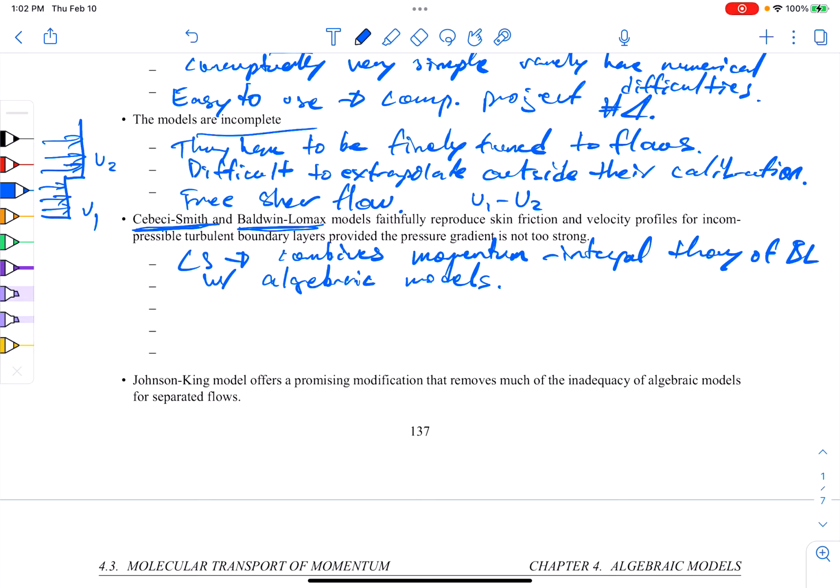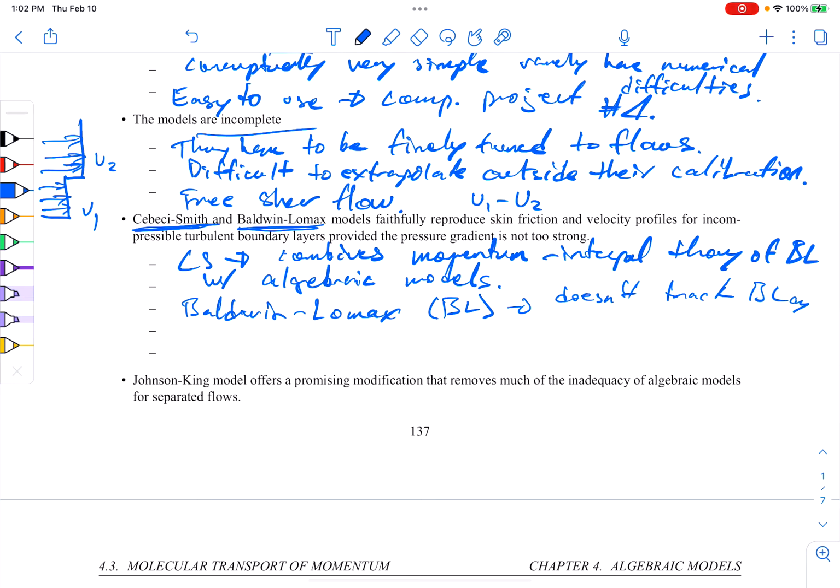And the Baldwin and Lomax model doesn't really track any of these boundary layer statistics. So it got away from that, so I'll just call it the Baldwin-Lomax, or BL, not boundary layer, but Baldwin-Lomax. It doesn't track boundary layer statistics, and that was a huge advantage. But at the end of the day, they produce similar results for a lot of flows. And they really focused a lot on the subsonic compressible flows.